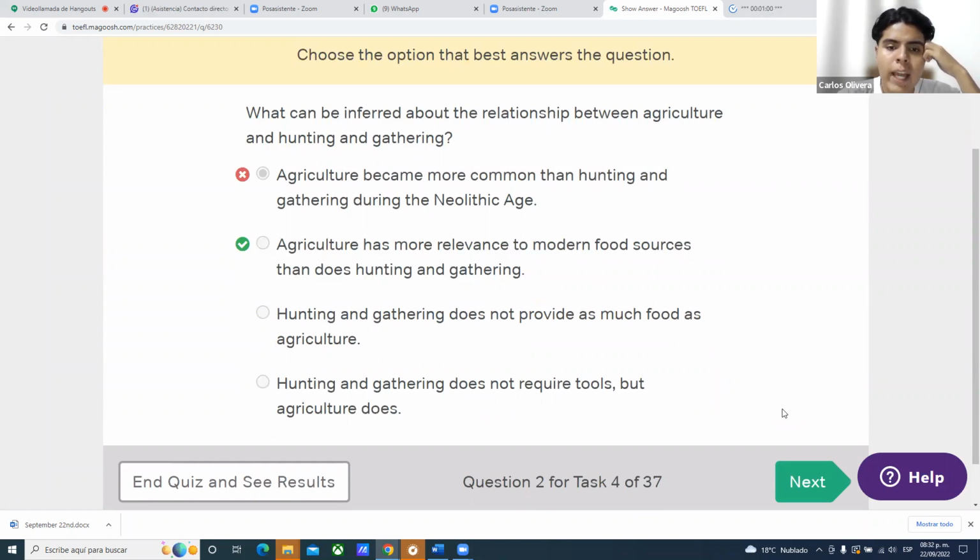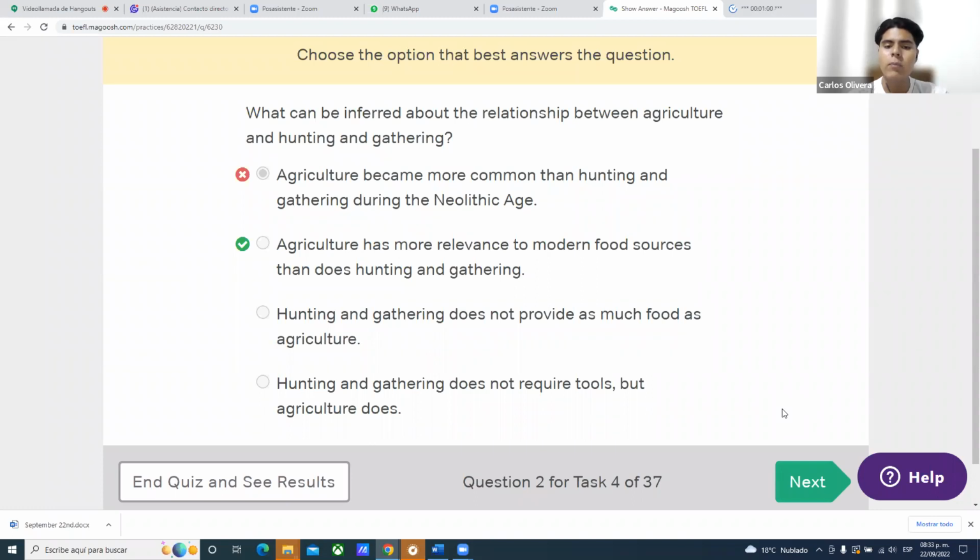Agriculture became more common than hunting and gathering during the Neolithic age. Well, as I told you when we were discussing this question in class, it's not very necessary to pay attention to very specific terminology, because when the professor discusses some periods in human history, the Neolithic and other periods he mentions, you shouldn't pay too much attention to that. Especially because in this type of question, they don't usually ask you about those details, because they know it's very difficult for you to recognize and memorize them.